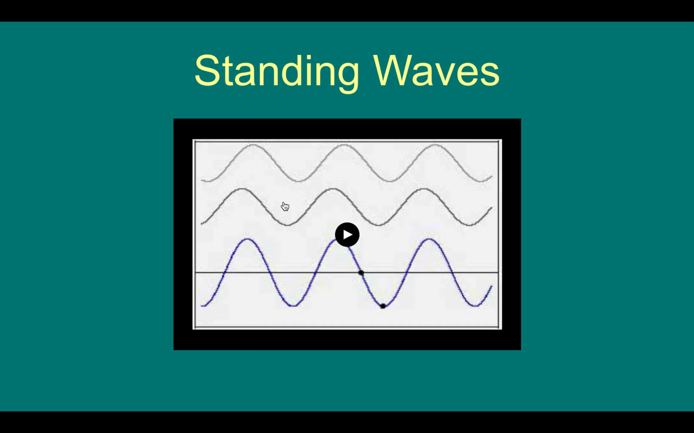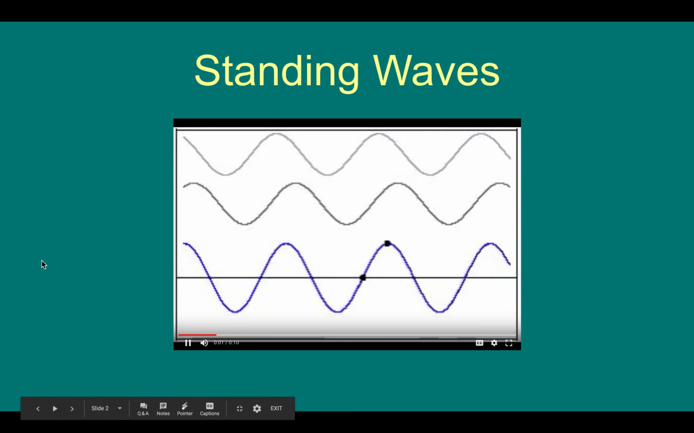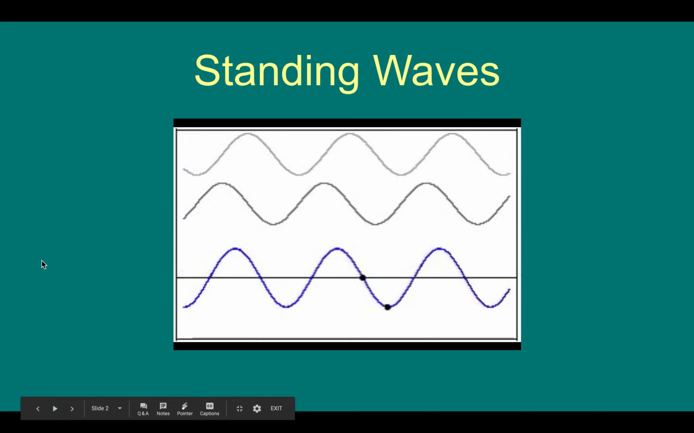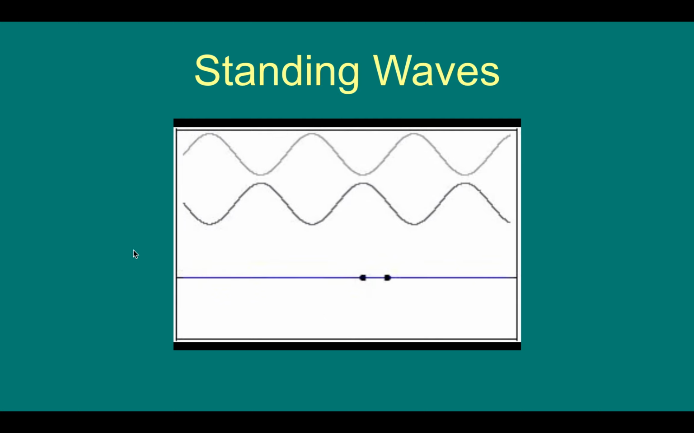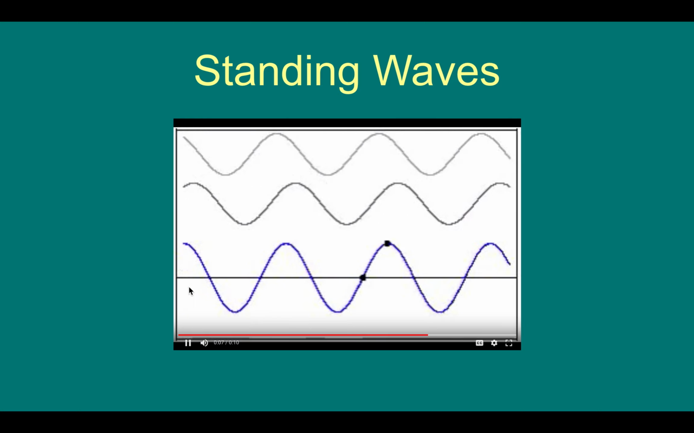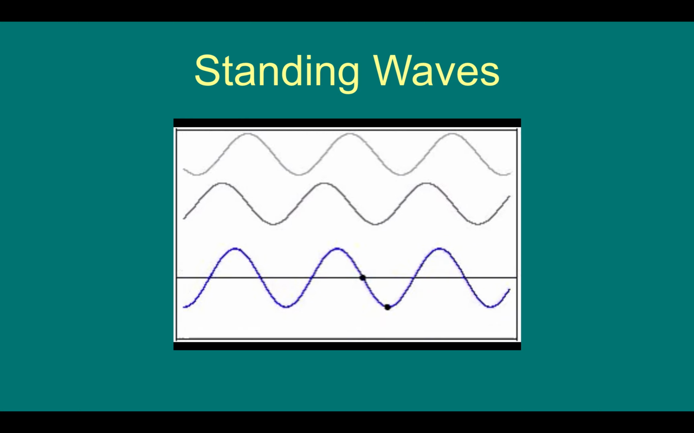Standing waves only happen in situations where we have the reflection of waves, and we have one wave headed in one direction, one headed in the other. They're going to overlap, and they're going to interfere with each other. So here we see the two wave patterns interfering with each other, and the animation at the bottom shows what their sum is equal to.